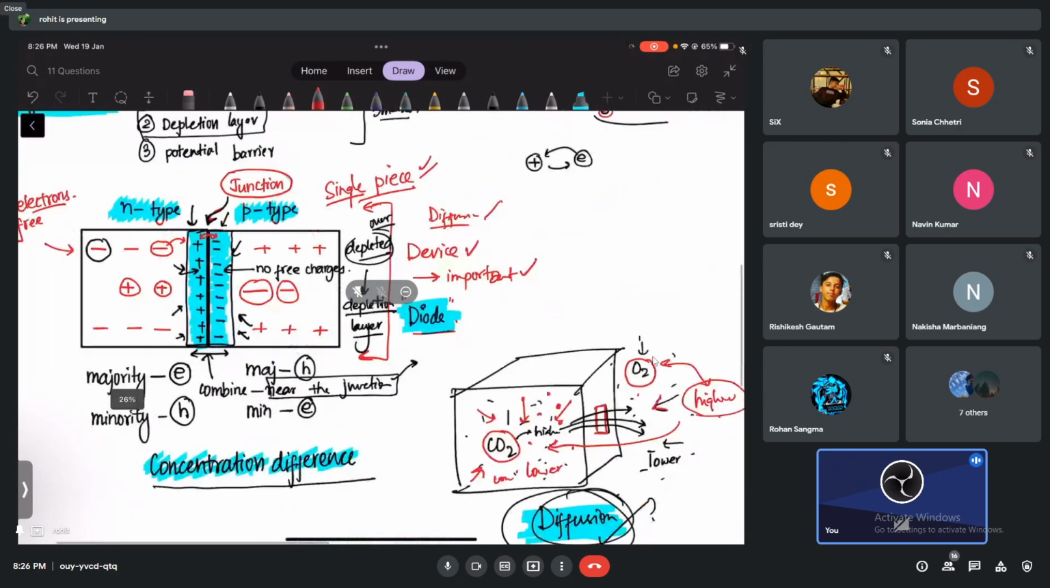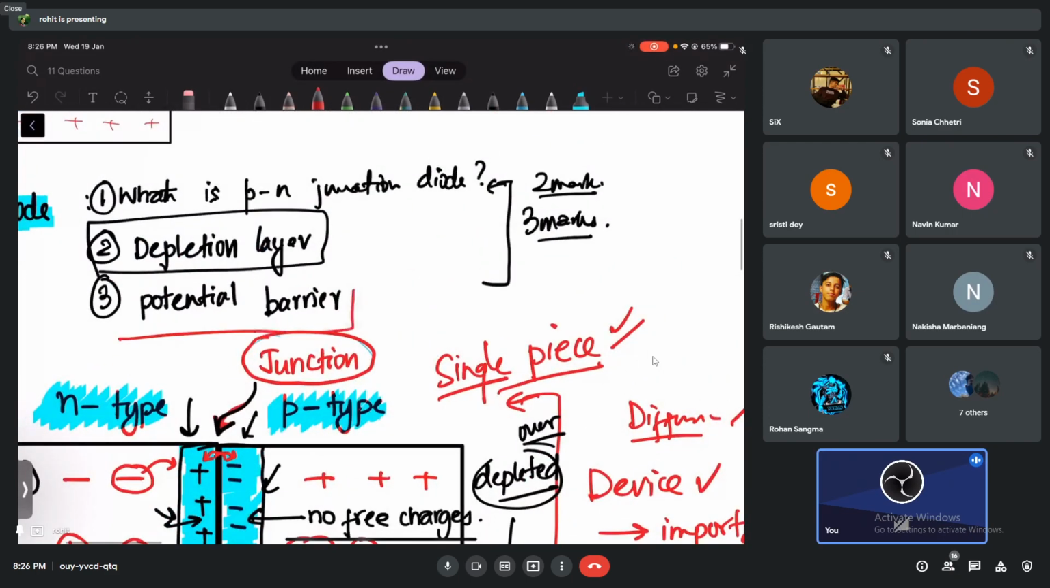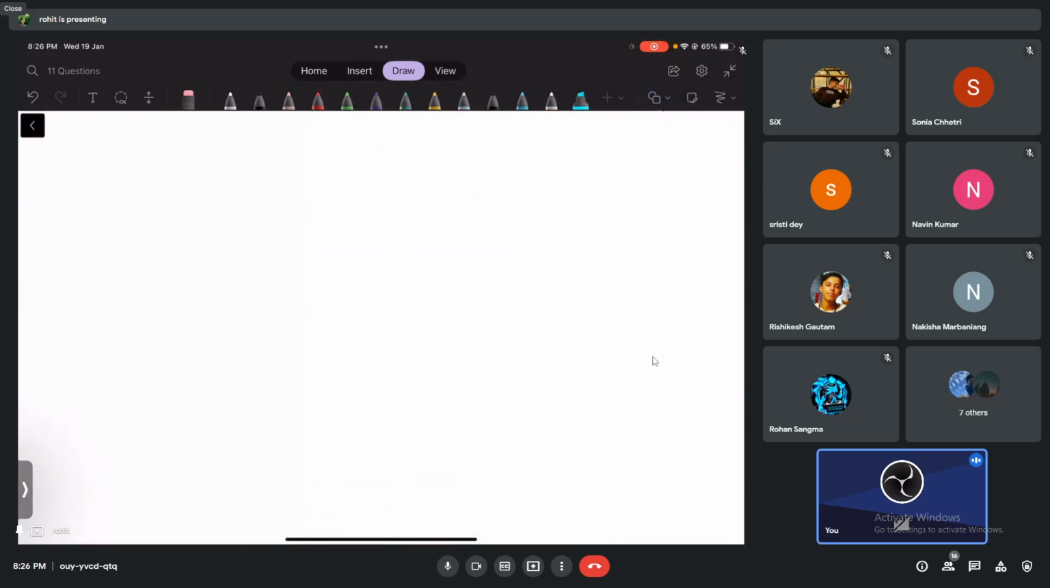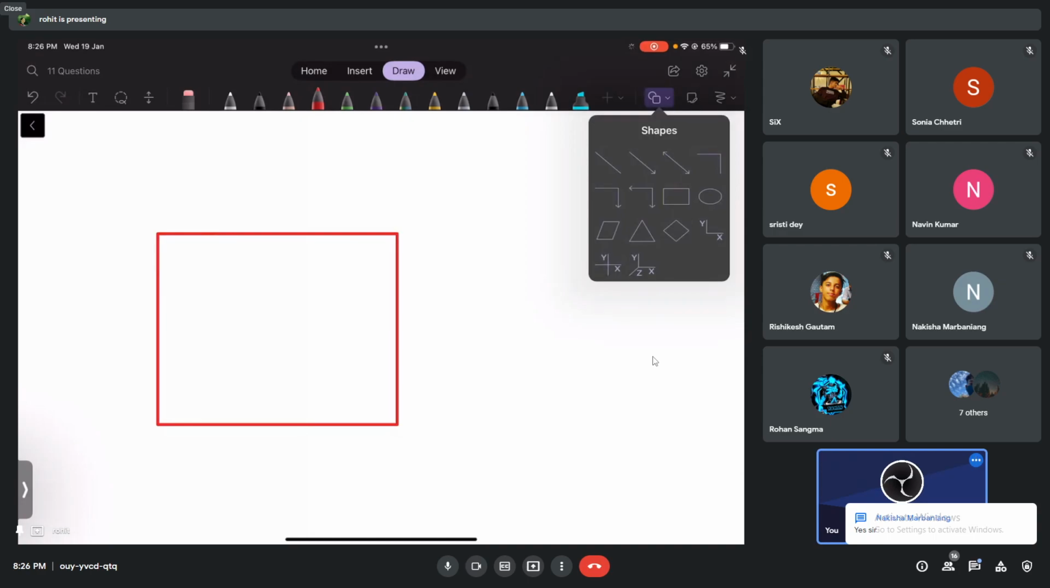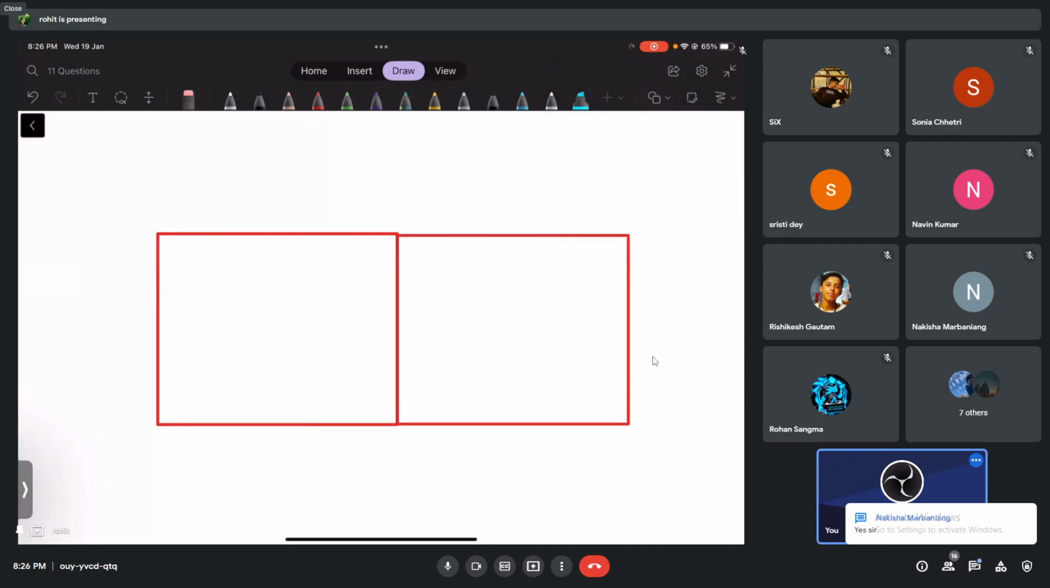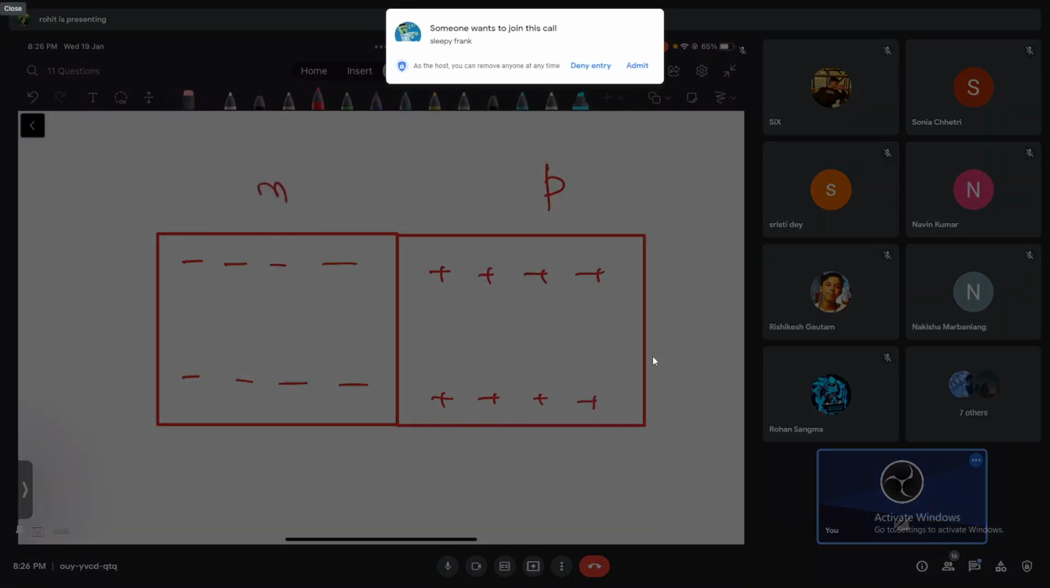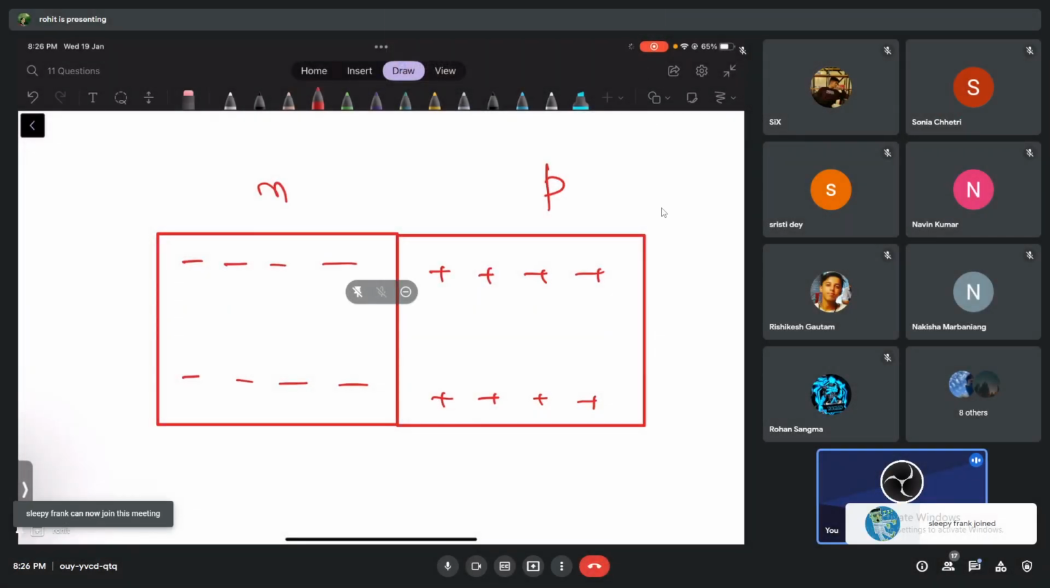Now let me also tell you what is the potential barrier. Let me go back and draw again, no problem with that. Okay, Nakisa is also responding. So we have negative charges, positive majority charges. This is p type, this is n type. Then we have positive charges here, we have negative charges here.